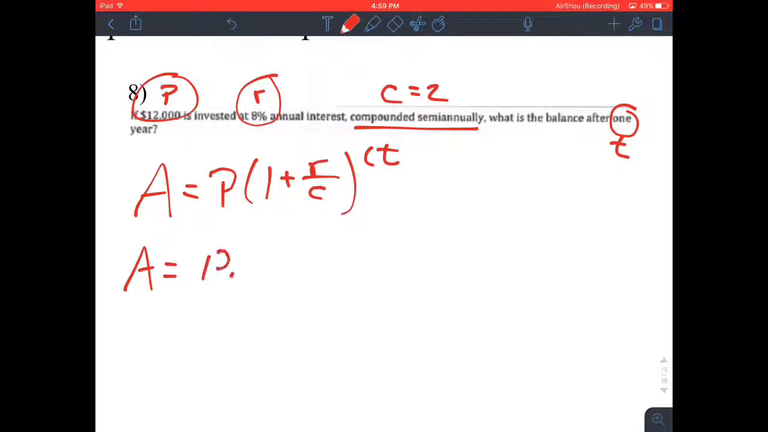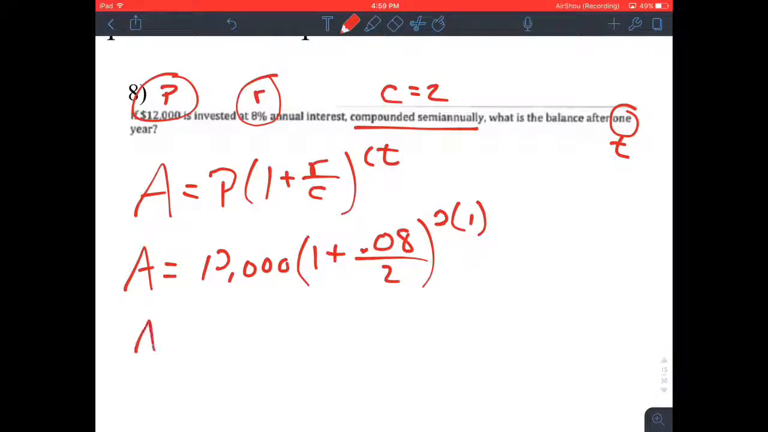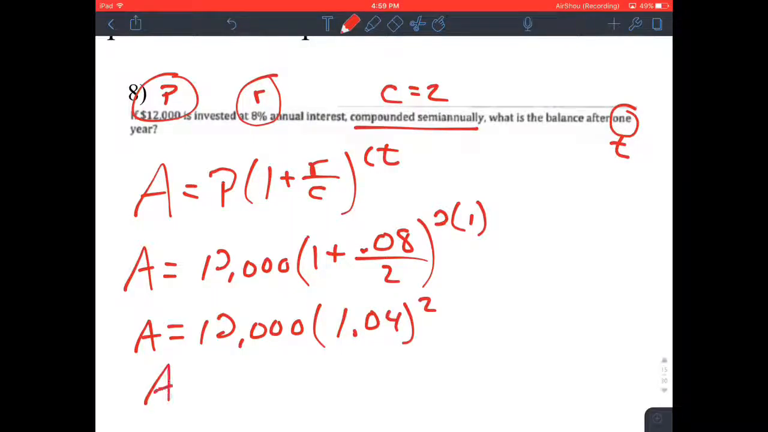So we got $12,000 times 1 plus the interest, 8/100, divided by C, which is 2, to the 2 times 1. Simplify this a bit before we put it in our calculator. 8/100 divided by 2 is 4/100, plus 1 is 104/100. 2 times 1 is 2. Put this in your calculator. You're going to get $12,979.20, rounded to 2 decimal places because we're talking about money.